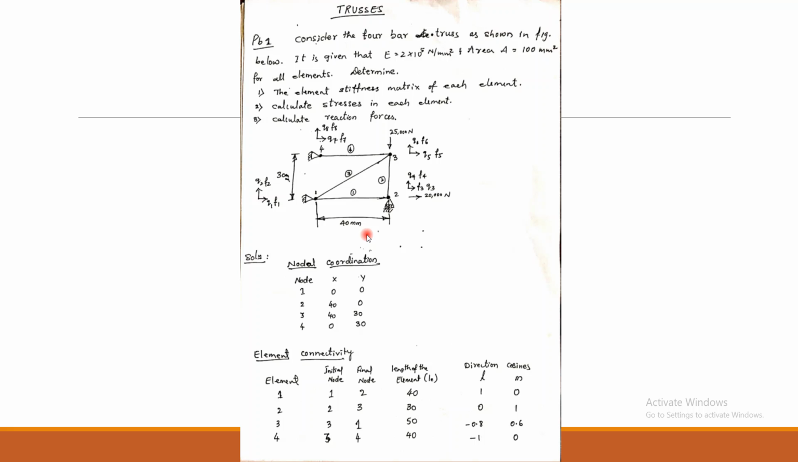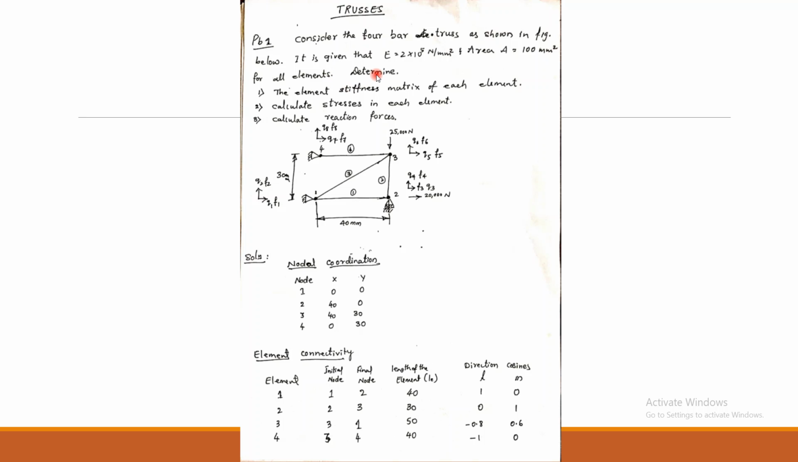Consider the 4-bar truss as shown in the figure. It is given that Young's modulus is equal to 2 into 10 raised to 5 Newton per mm square and cross-sectional area 100 mm square for all elements.